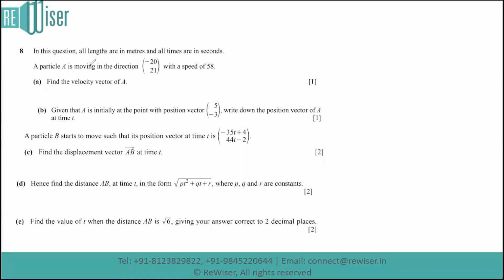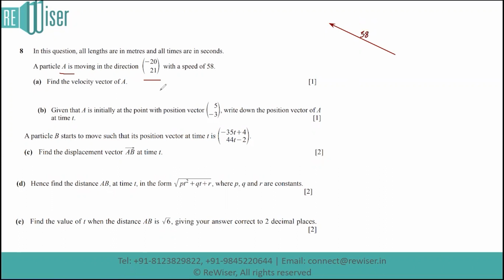In this question, all lengths are in meters and the time is in seconds. A particle A is moving in this direction, something like that. The x coordinate is negative and the y component is positive, so particle A is moving somewhere in this direction. And the speed of this particle is given as 58.